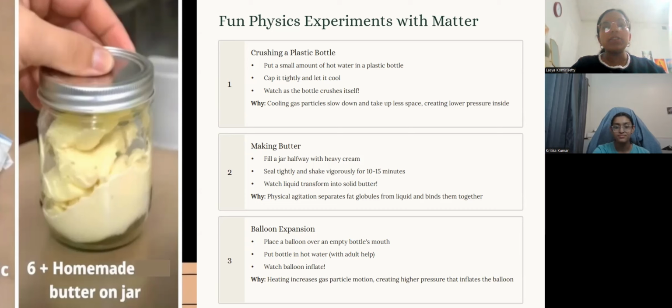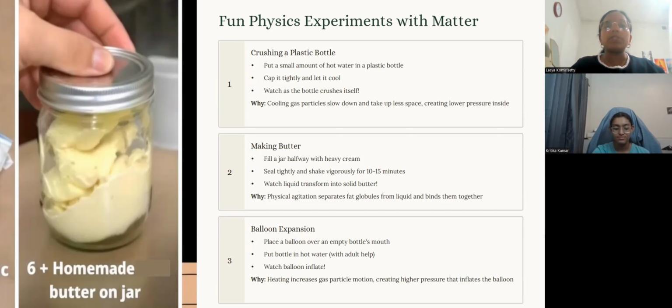And finally, you have the balloon expansion. Place a balloon over an empty bottle's mouth. Put the bottle in hot water. Make sure you have adults help with it if it's too extremely hot water. And watch the balloon inflate. So why does this happen? Heating increases the gas particles' motion, creating higher pressure that inflates the balloon.